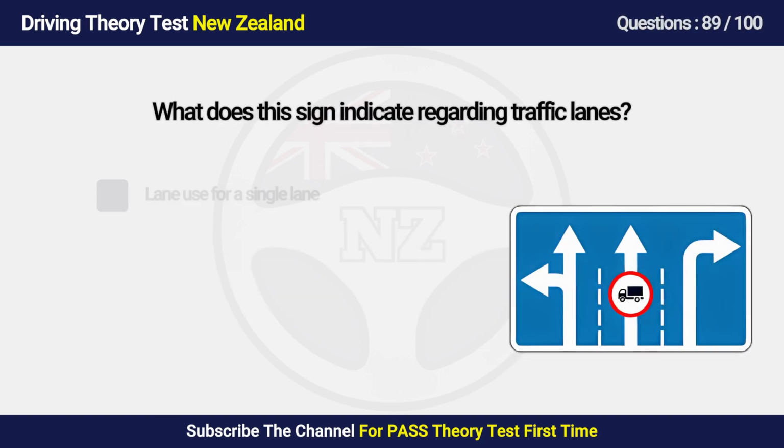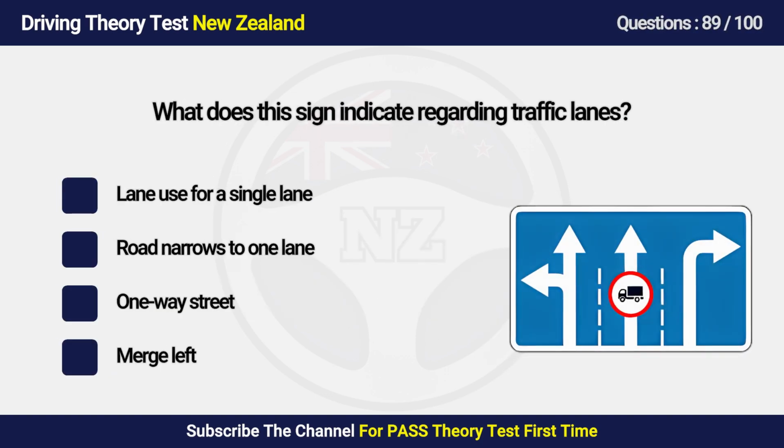Question 89. What does this sign indicate regarding traffic lanes? A. Lane use for a single lane. B. Road narrows to one lane. C. One-way street. D. Merge left.